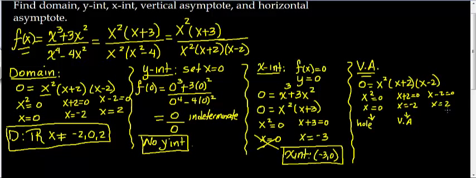For x equal to 2, plug it into the numerator. I get 2 squared, 4, and 2 plus 3 is 5. That gives you 20. I did not get a 0. Automatically, this is a vertical asymptote.